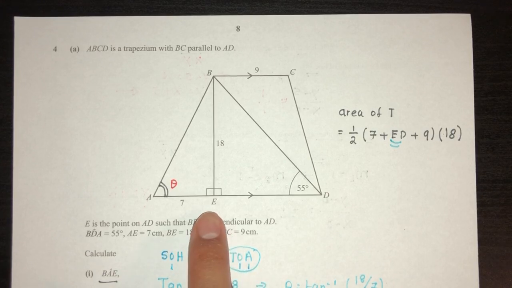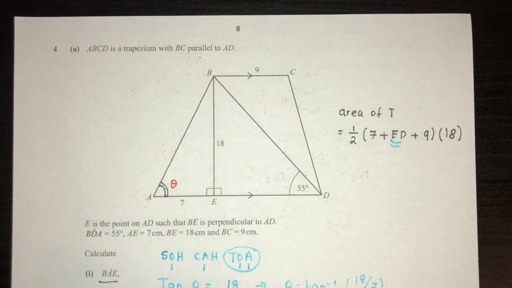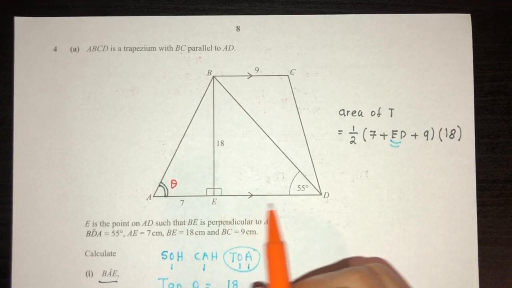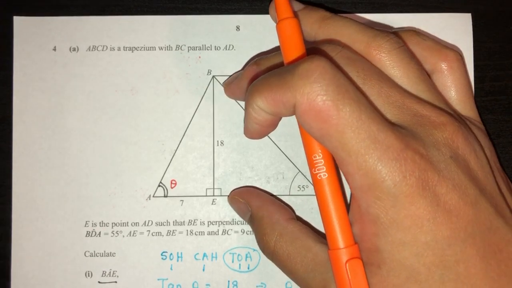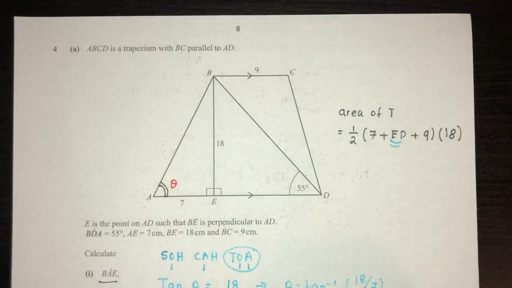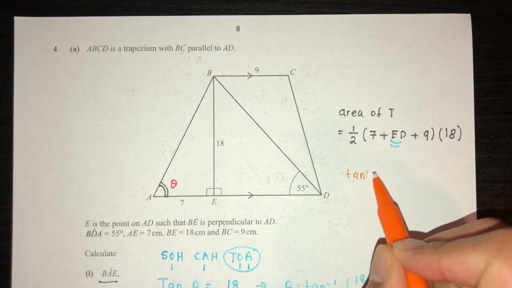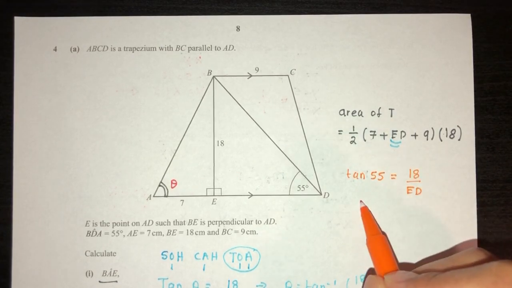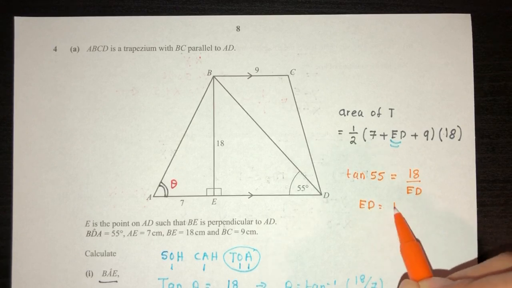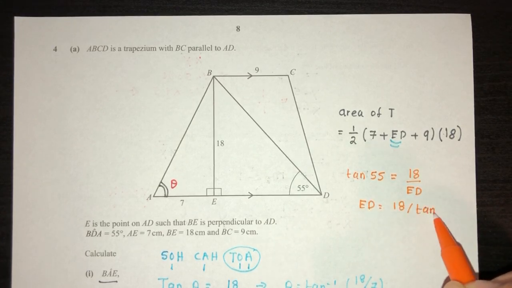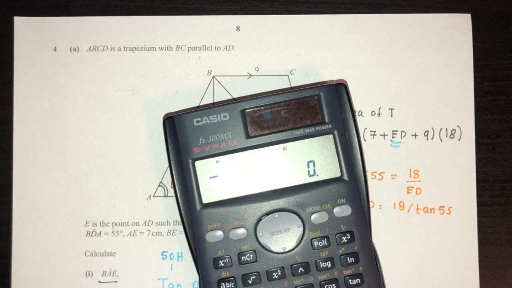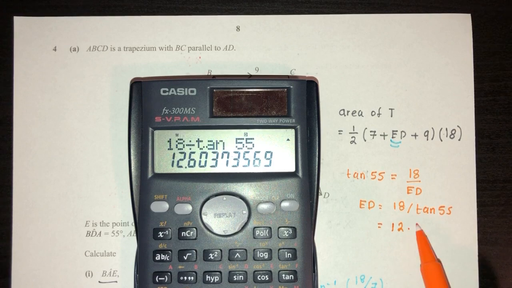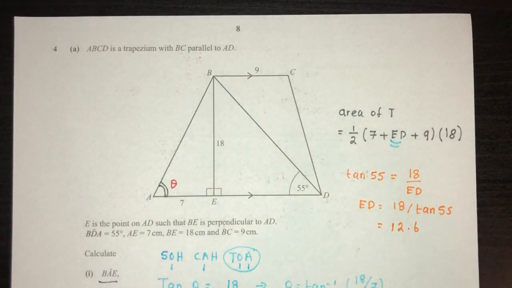So how can you find ED? Let's observe. Again, if you observe, BED is a right angle triangle, and you want to find this side. This side is your adjacent side, this one is your opposite side. You have to use tan again. So tan of 55 is equal to 18 over ED. So ED has to be 18 divided by tan of 55. That will be 12.6.